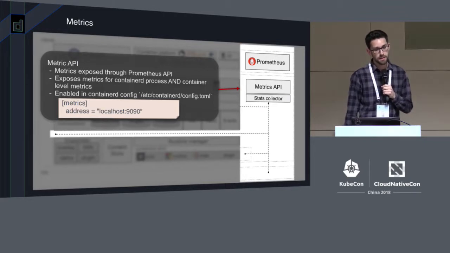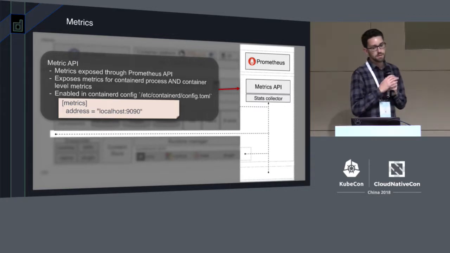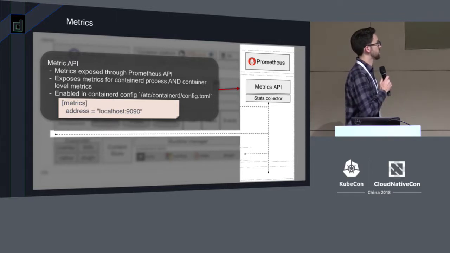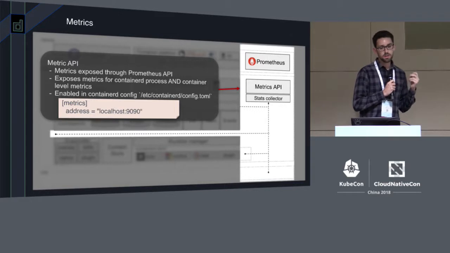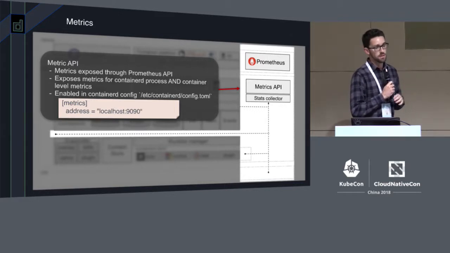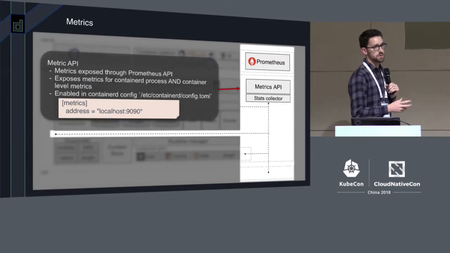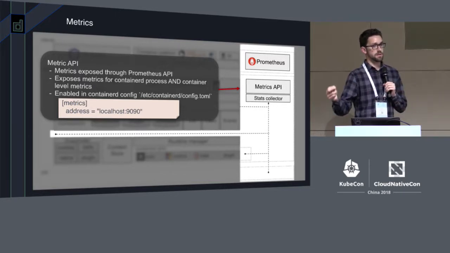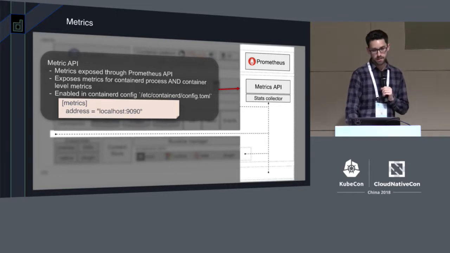The metrics API is just a Prometheus API. So you can use Prometheus to monitor Containerd. This API provides metrics for both the Containerd process itself and individual container level metrics. So if you want to get, for example, CPU usage for a specific container, you can get that through the Prometheus metrics. And it can be enabled through the Containerd configuration.